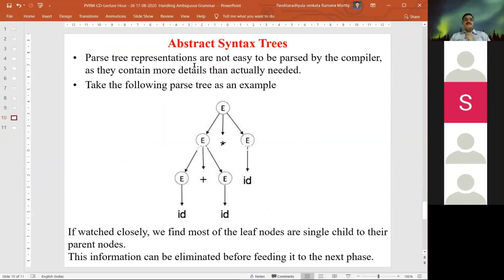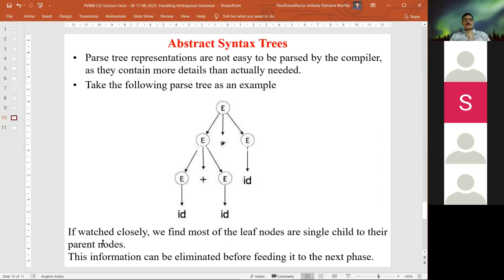The parse tree representations are not easy to process by the compiler as they contain more details than actually needed. That is the main problem why we get more errors. Take the following parse tree as an example. E is replaced by E plus E, then this E is replaced by ID. Similarly, this E is replaced by E plus E, then these Es are replaced by ID. This E we can directly replace with ID also, and this E is also directly replaced by ID, so that it can be represented in short form. So it needs less code.